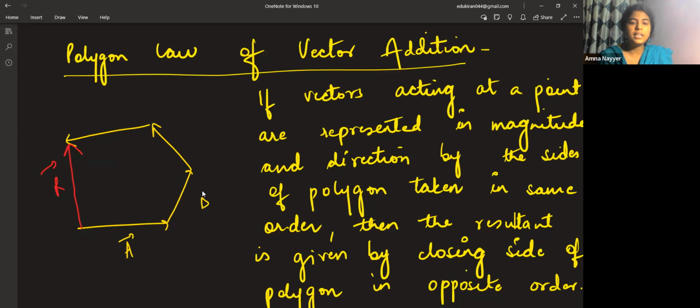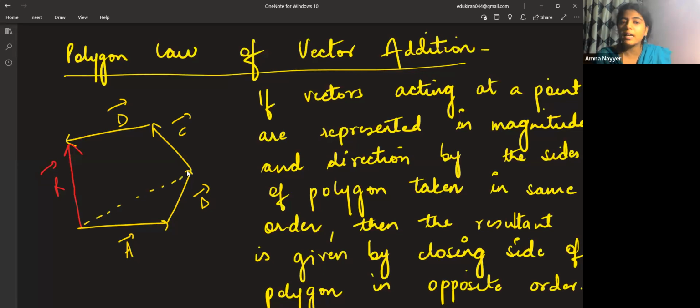So you have vector A, vector B, vector C, vector D. But how to solve it? The formula is again the same: under root A square plus B square plus 2AB cos theta. Same formula for tan beta also. How will you solve? You will solve them first.